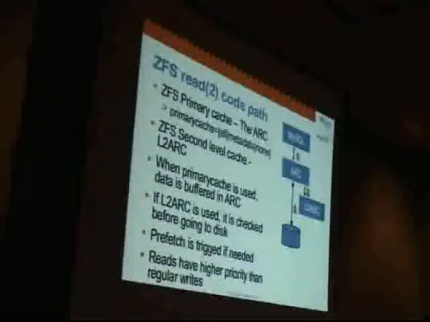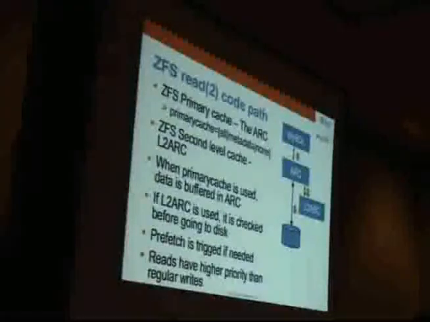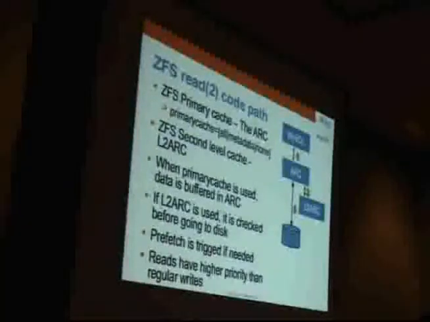So when you do reads, ZFS has multiple levels of cache. The primary cache is called an ARC. It's an adaptive replacement cache. You also have a secondary cache which can reside on an SSD. So when you do a read, it'll first check the primary cache. If it's not there, it'll check the secondary cache. And if it's not there in the secondary cache also, it'll go to the disk and bring it for you. And while doing all of this, it'll see if you're doing an access pattern which can be prefetched and it'll prefetch things for you. These caches can be turned off, and I have more slides on those.